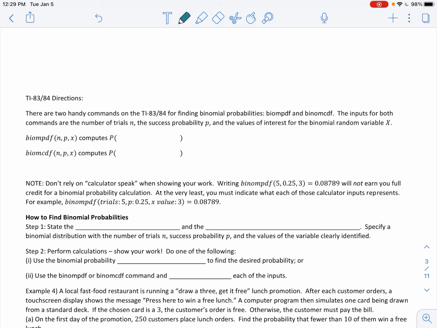And the inputs for these commands, everybody is going to need the number of trials because binomials always have a set number of trials. We will need to know our probability of success on any one trial because, again, that's another hallmark of binomial probabilities. And then the values of interest for the variable x. Now that changes. If the random variable x, I'm looking for just a single value. So I'm using random variable capital X if it's saying that it is equal to x.